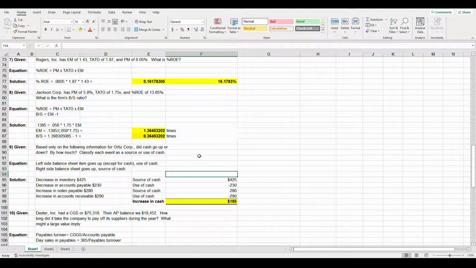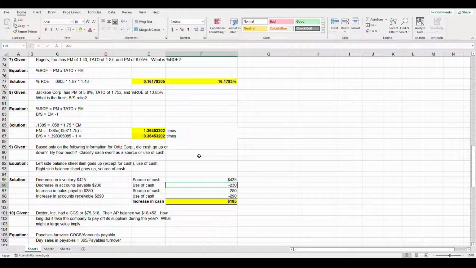So let's look at Ortiz Corp. Decrease in inventory of $425. That is a left side balance sheet item going down. That's a source of cash. If inventory goes down, that means we sold some inventory and we got some cash. So source of cash, $425.